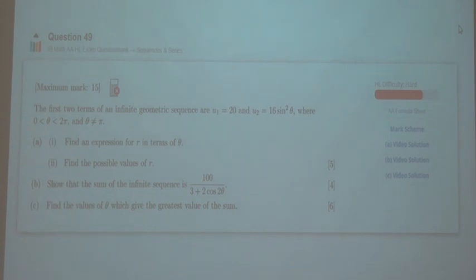Does anyone try 1A? No, A1. What do you have for A1? 4 sine squared theta over 5. Okay, what about A2?